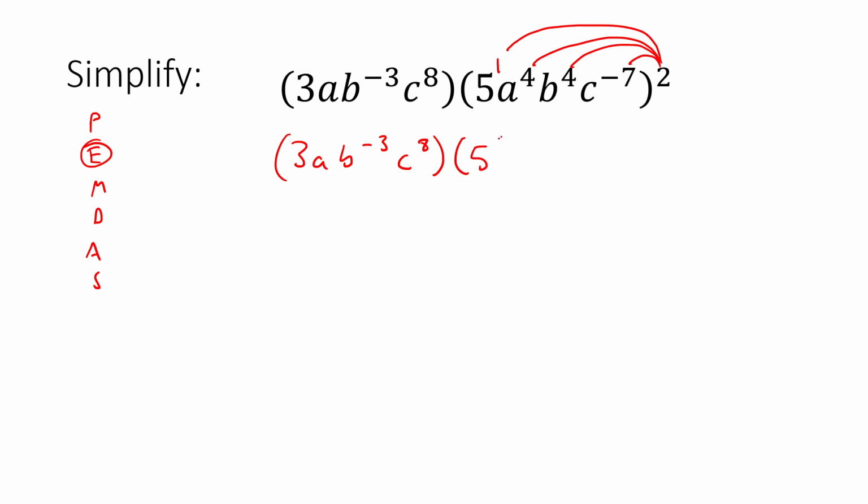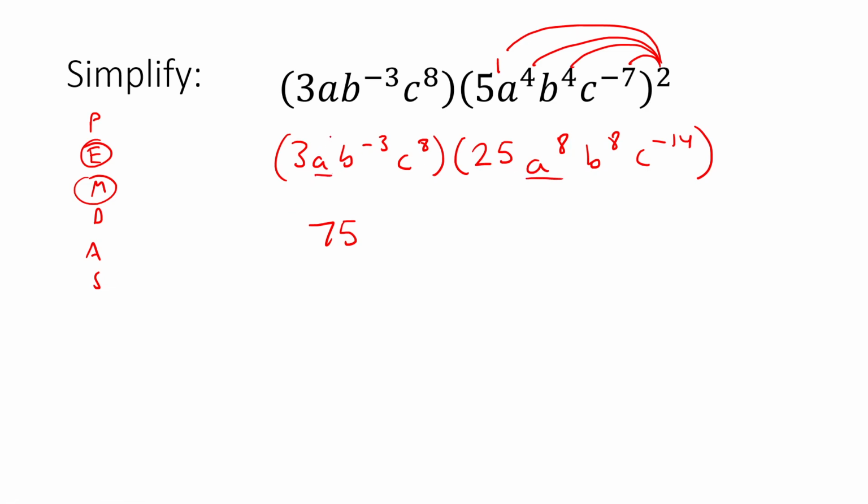This will become 5 squared, a to the 8th, b to the 8th, c to the negative 14. Just multiplying each of the exponents. And then of course 5 squared, I can turn that into 25, 5 times 5. Now we multiply. When we do this, it's sort of like combining like terms. We multiply the numbers. 3 times 25 is 75. And then I multiply each of the variables together. So a and a to the 8th.